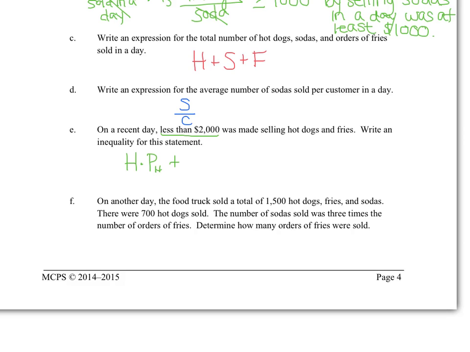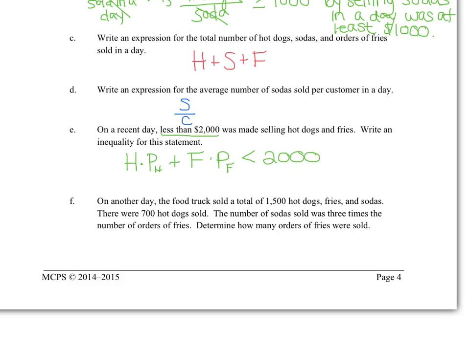We're going to add that with the same idea with fries. So the total number of orders of fries times the price per order of fries. And this right here is going to give us our total amount of money made selling hot dogs and fries. We know that that's going to be less than $2,000. So there's our inequality.